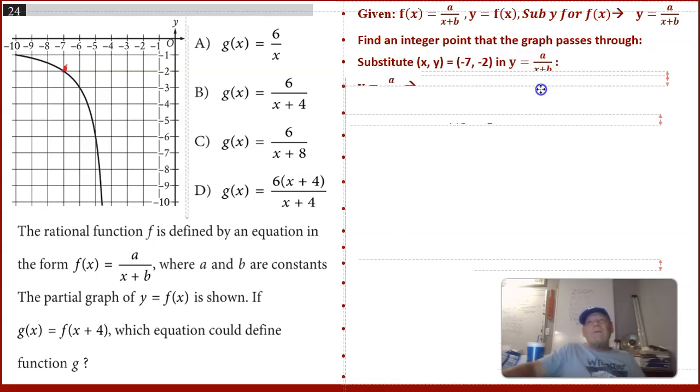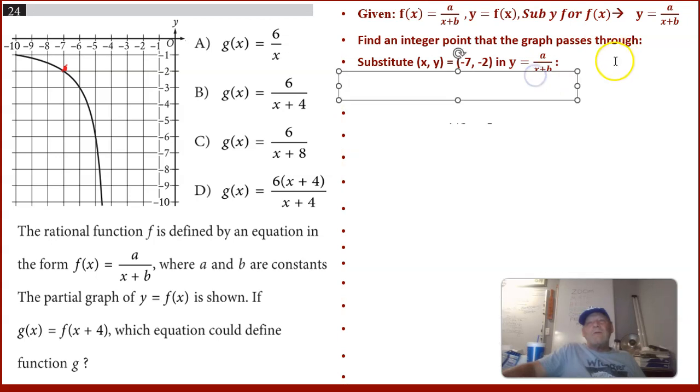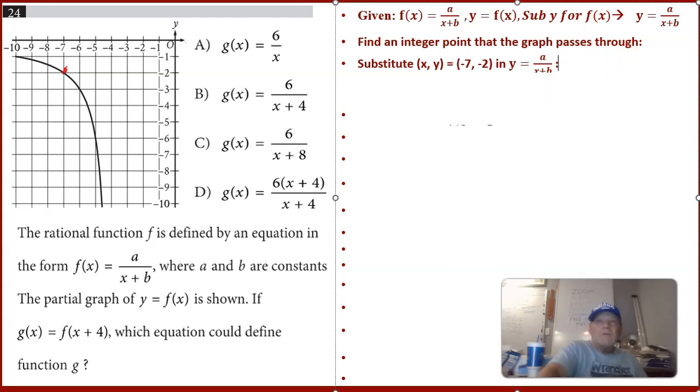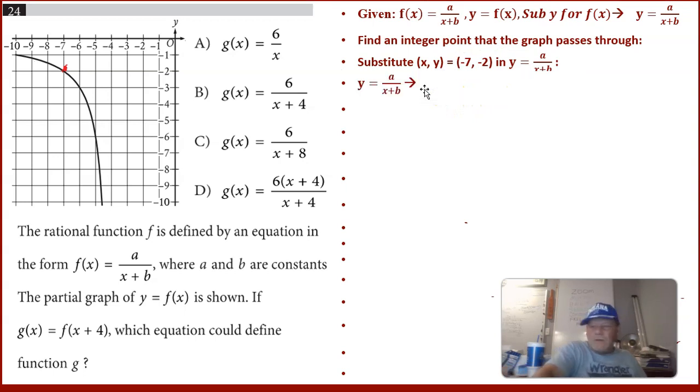So I substitute that in. I'm going to take the x and put a -7 in right here, and then the y and put a -2. So when I do that, I get -2 equals a over -7 plus b. And then I'm going to multiply both sides by -7 plus b because I need to get rid of this and solve for a.